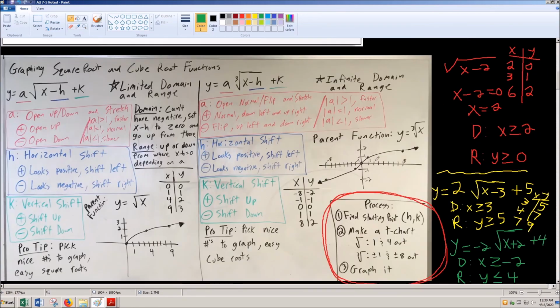So that's the gist of my graphing square root and graphing cube root functions. Again, each of them is going to start at (h, k). I'm going to make a t-chart. The t-chart is going to be a little bit different for my square root things versus my cube root things. And then once I find all those points, I just graph it. Good to go.